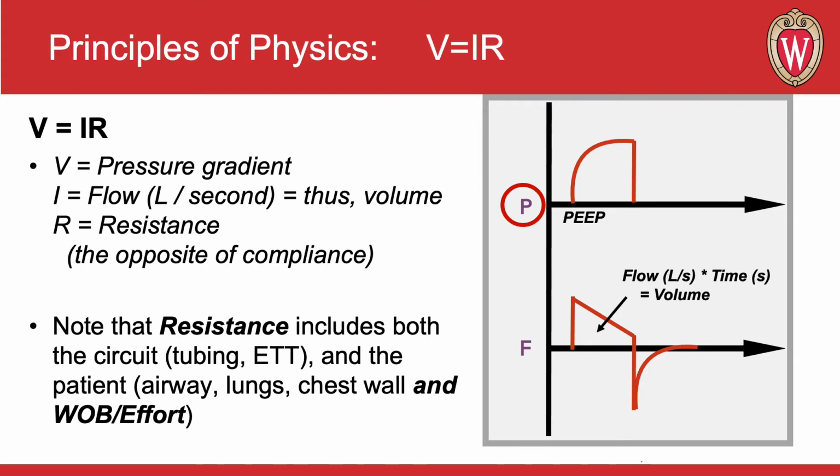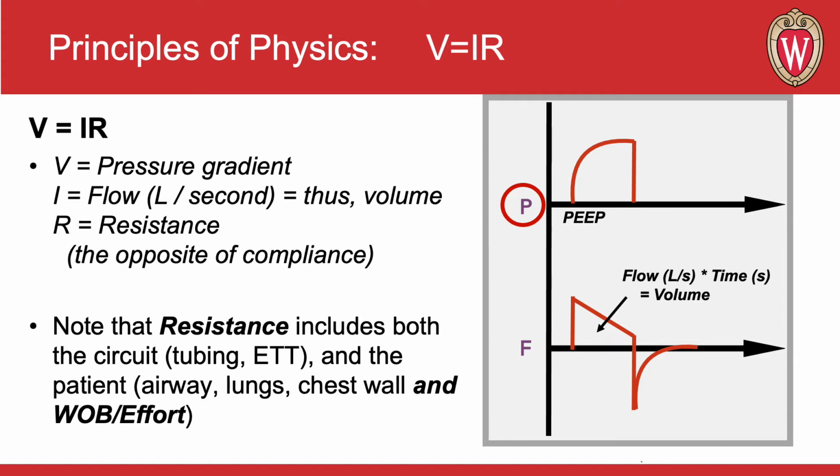All of ventilation can be truly explained by the core concept of V equals IR. And V equals IR is the electricity principle of physics, where V in this case equals the pressure gradient instead of the voltage gradient, and then I equals the flow.